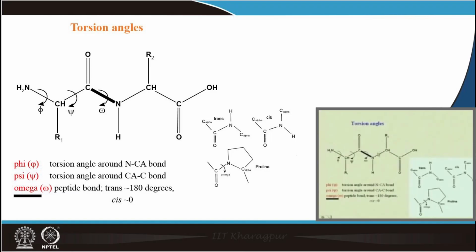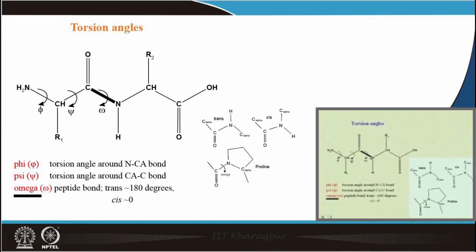If I look at this, this is free to rotate. It is a single bond. It can rotate freely. Similarly, this can rotate freely. This can rotate freely. This has some restrictions due to the partial double bond character. Why do we have the partial double bond character? Because of the lone pair on nitrogen that results in a partial double bond here.